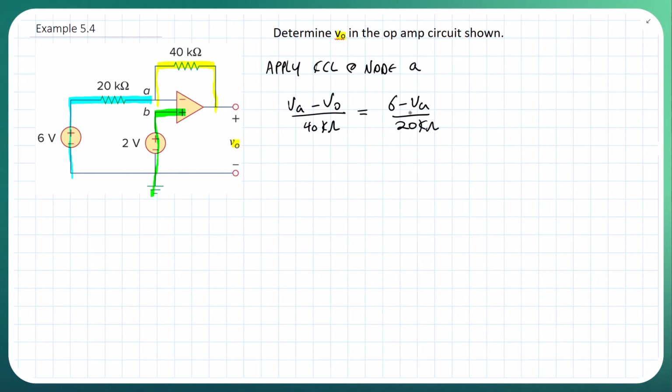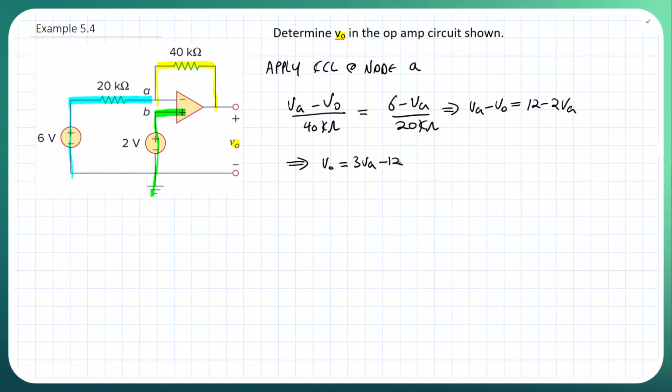Okay, we rearrange this equation. We get VA minus V naught or V output equals 12 minus 2VA. Simplify it some more. We get V naught equals 3VA minus 12.